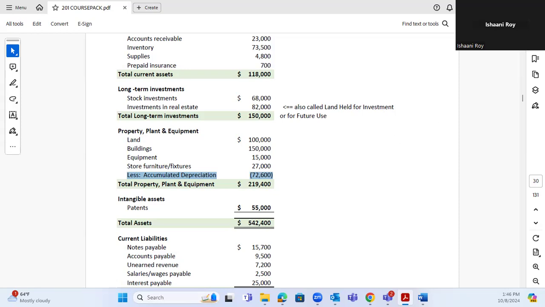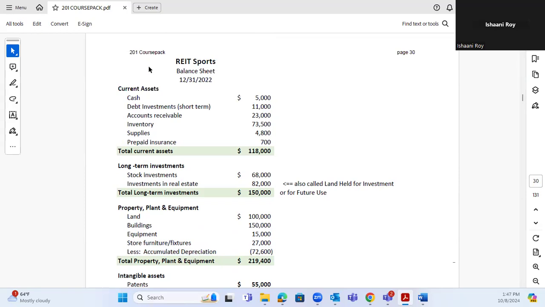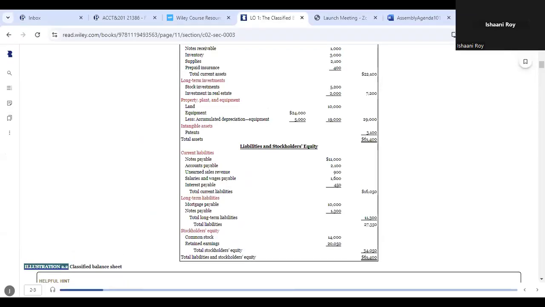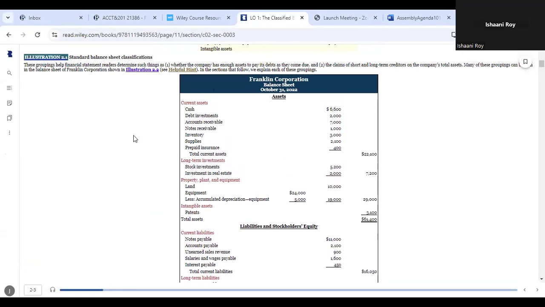And then let's see if I can do share. Now, which balance sheet do you see right now? It's the REIT sports. Okay, so let's see if I go back to the other one. Now we're going back. So they're very similar, and they're meant to be very similar just to get you used to looking at them.